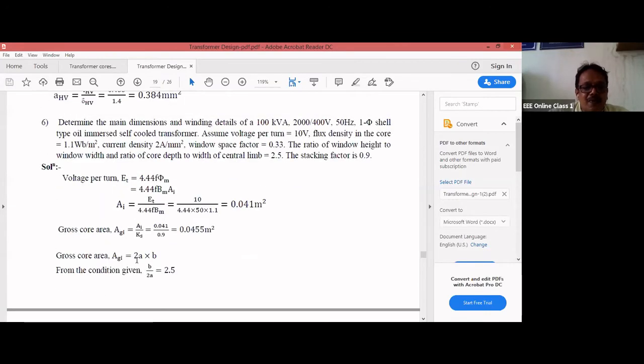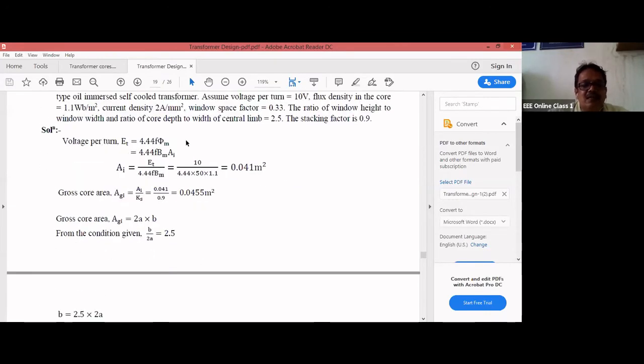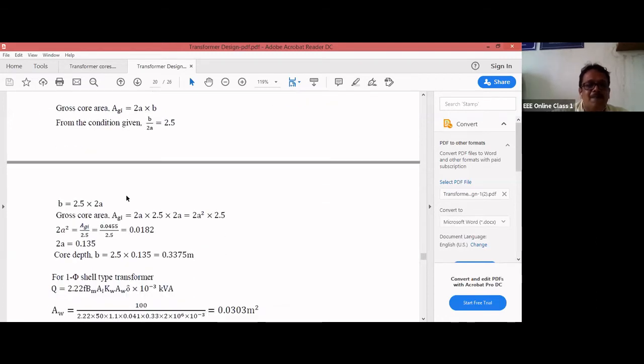2A into B, and from the condition, you can see the condition here: the ratio of core depth to width of central limb. Core depth is B, and width of central limb is 2A. B by 2A is equal to 2.5. These are the conditions given. Also, Hw by Ww is equal to 2.5. So now B is equal to 2.5 into 2A. The gross core area Agi is 2A into B, and B is 2.5 into 2A, so Agi is 2A square into 2.5, and 2A square is Agi by 2.5.